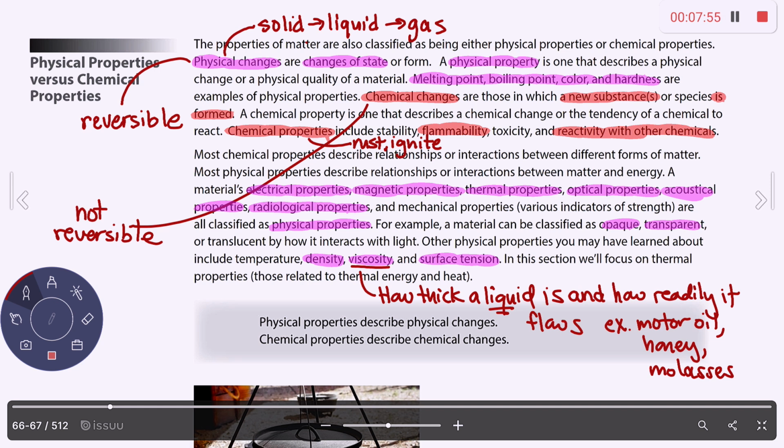They flow really, really slowly. And you can actually heat up liquids, like you have probably heated up honey before, and it makes it runnier, and that's because you break the intermolecular forces between them and you make it less viscous.